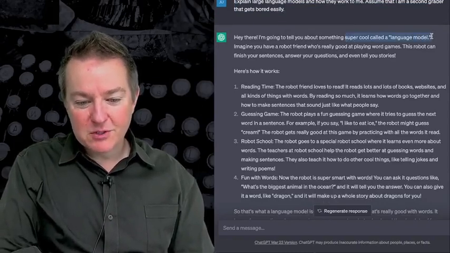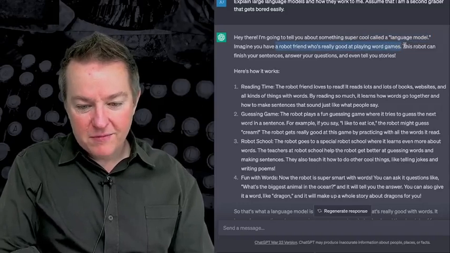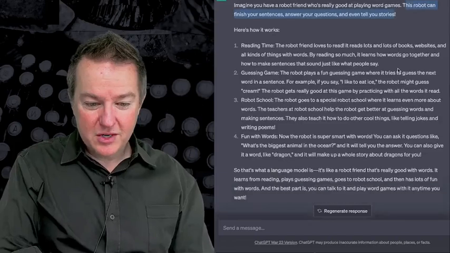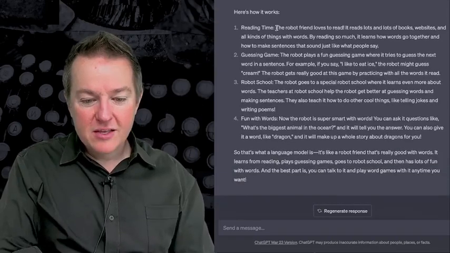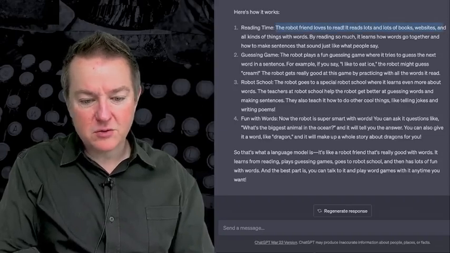called a large language model. Imagine having a robot friend who's really good at playing word games. This robot can finish your sentences, answer questions, and even tell you stories. Here's how it works. Reading time. The robot friend loves to read. It reads lots and lots of books, websites, and all kinds of things with words.